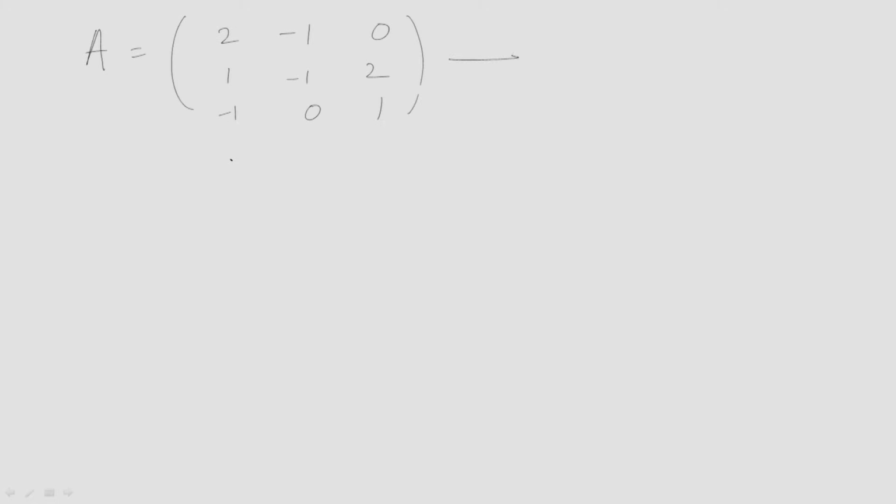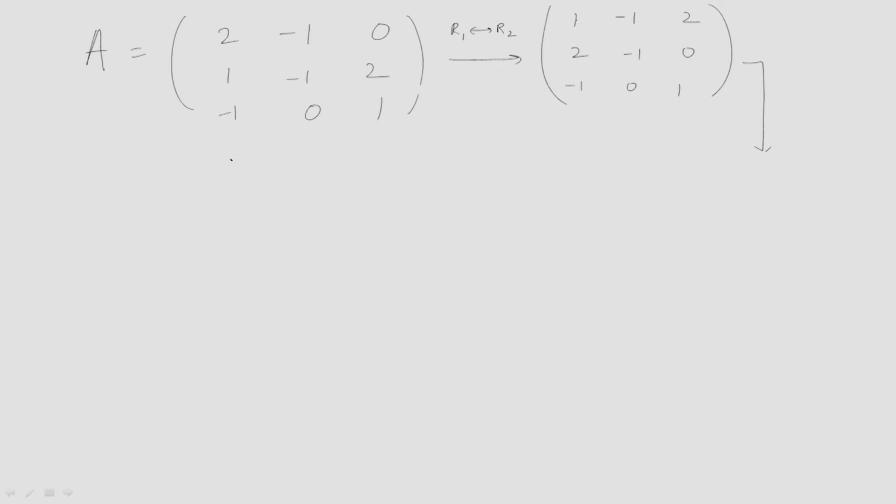So, first you interchange R1 and R2. So, this is 1 minus 1 2, 2 minus 1 0, minus 1 0 1. To make our calculation easy, the other way out is you divide by 2 and then apply the elementary row operations. Now, you want to make 0 here with the help of this. So, you replace R2 by R2 minus 2 times R1, then only it will become 0. So, it is 1 minus 1 2, 0, this minus 2 times this is 1, this minus 2 times this is minus 4, and minus 1 0 1.